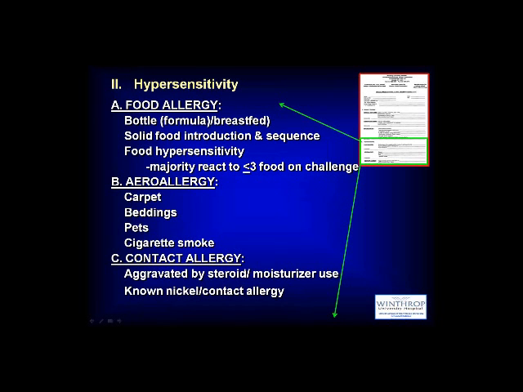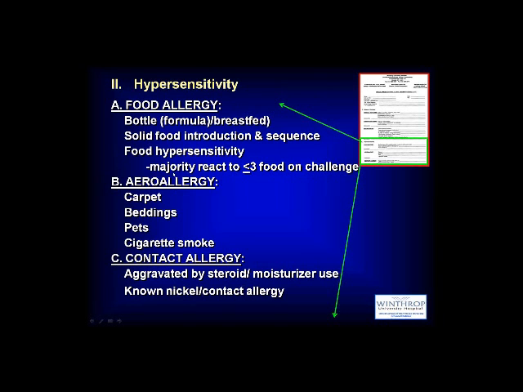We all do this, the food allergy evaluation. We ask them if they are bottle-fed or formula-fed or breastfed, when solid food is introduced in the sequence, and the food hypersensitivity. We evaluate for food and sometimes it's overuse.